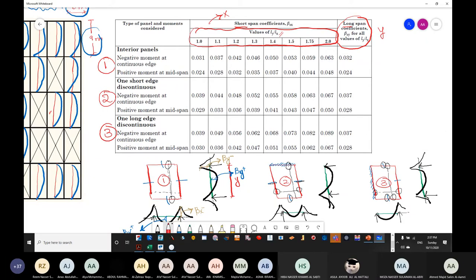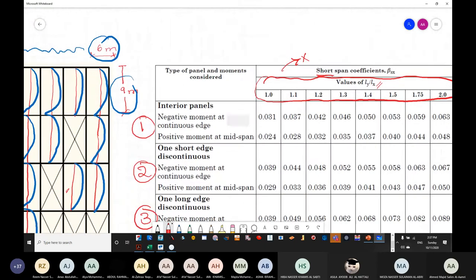Now if we go to the slab, we'll see that the dimensions of the slab are 6 and 9. So if we calculate Ly over Lx, Ly is 9, Lx is 6. Lx and Ly are not the vertical and horizontal direction. Ly is longer, Lx is shorter. So it will give you 1.5. Now if it gives you 1.423, for example, you need to get the coefficient for 1.423. You cannot use 1.4, you cannot use 1.5.